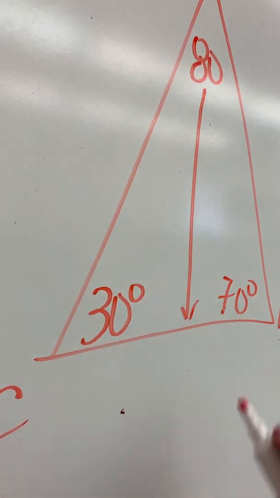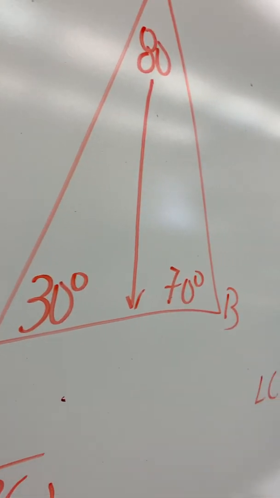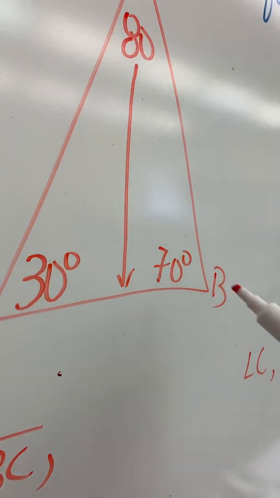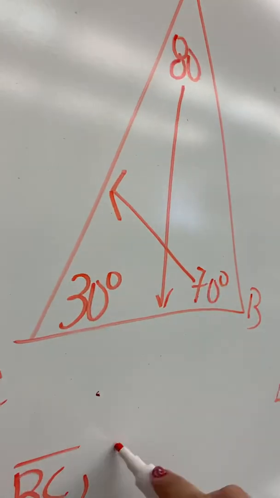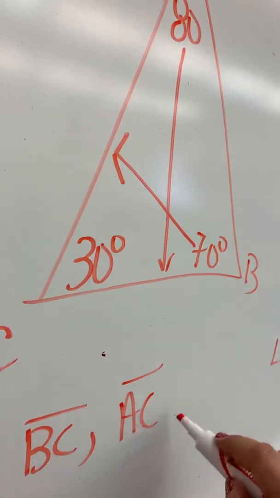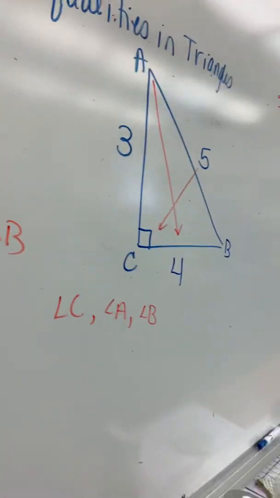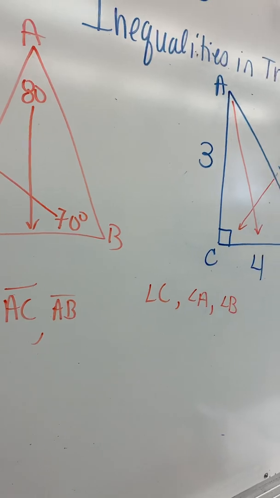What side is my longest side? BC or CB. What would be my next longest side? The angle B, yeah. So AC. And what would my third longest side be? AB. Done. Okay, so that's cake. Those are cake.